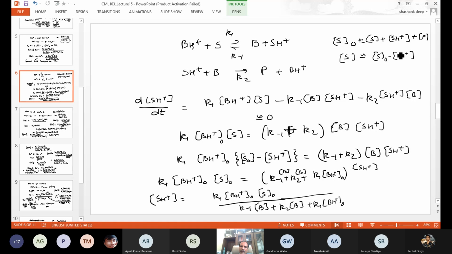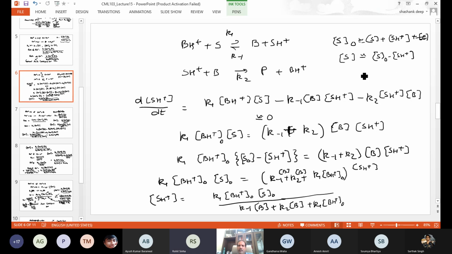Isn't it? So, in kinetics, you remember that we are not looking at the equilibrium concentration. So here, when P is negligible, then I can write S naught is equal to S plus SH plus. So S is equal to S naught minus SH plus. Is this okay? Yes. Okay.